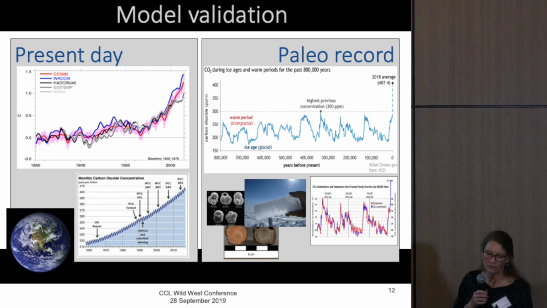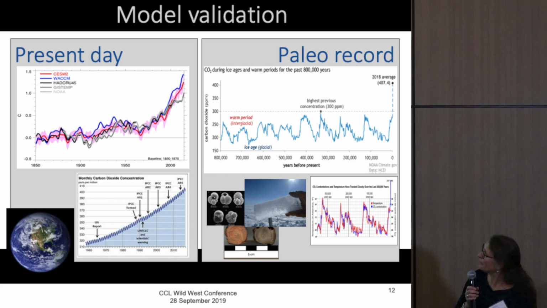We can measure against present day observations and also against paleo records, which we get from ice cores and all sorts of paleo proxies. So up on the far left corner, you can see global surface temperature, and you can see the red line is the CESM2 model. And the blue line is another version of our CESM model. And the other lines, the black and the pink, those are all observations. And you can see we get it pretty well. On the x-axis across the bottom is time, so that's 1850 to 2000.